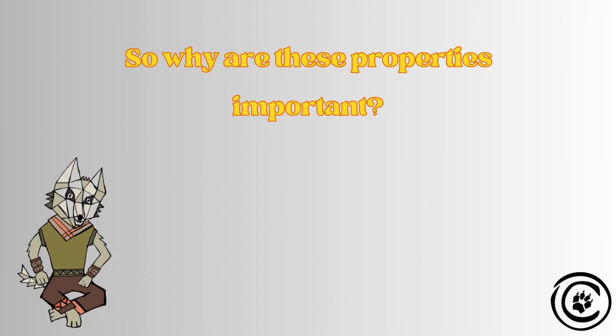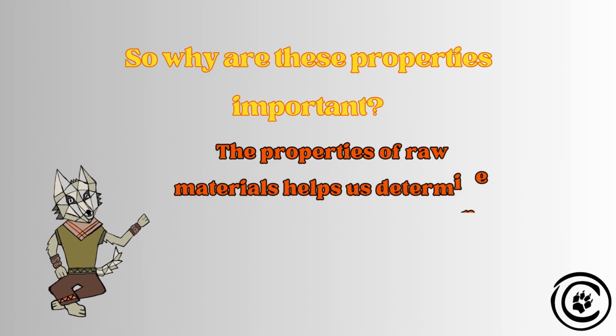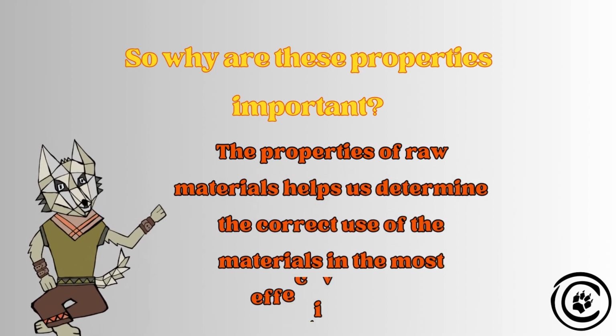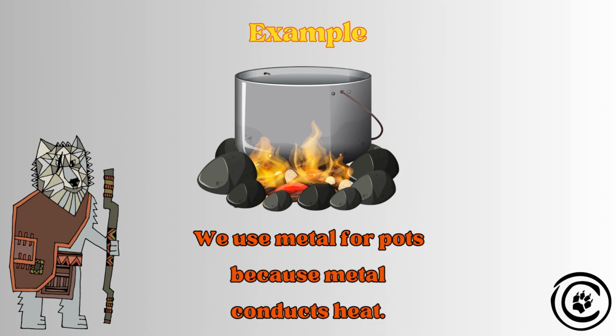So why are these properties important? The properties of raw materials help us determine the correct use of the materials in the most effective ways. For example, we use metal for pots because metal conducts heat.